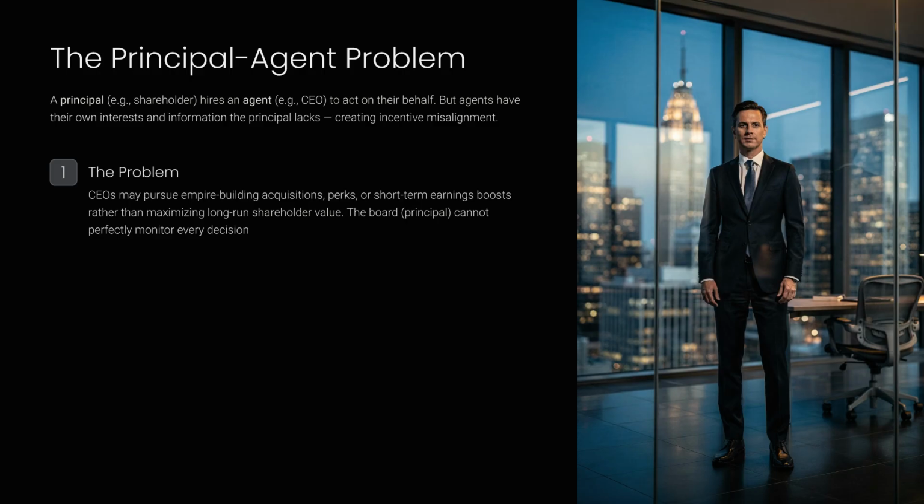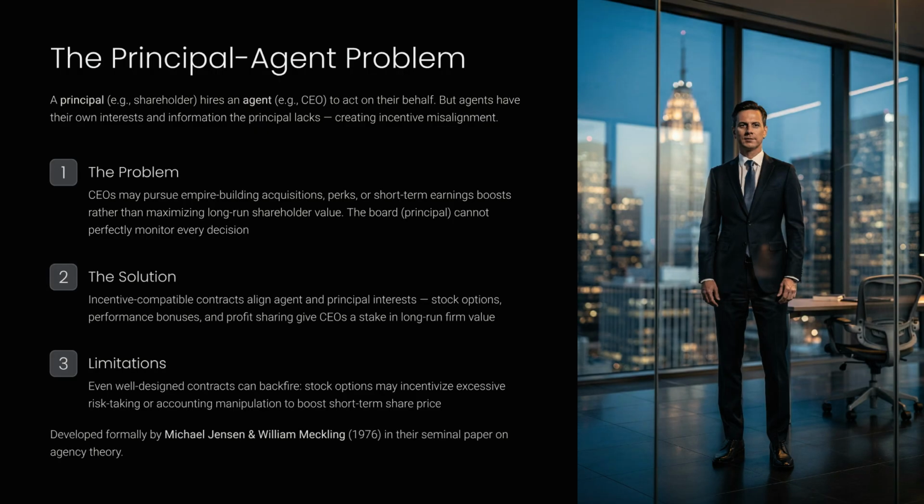The principal-agent problem arises when an agent, like a CEO, acts on behalf of a principal, like a shareholder, but has misaligned incentives. Solutions, pioneered by Jensen and Meckling, involve incentive-compatible contracts, like stock options.